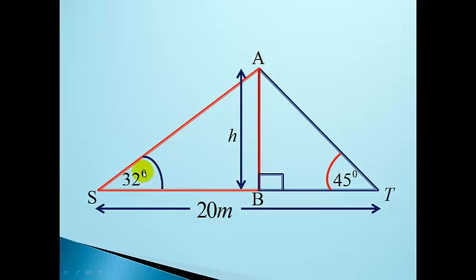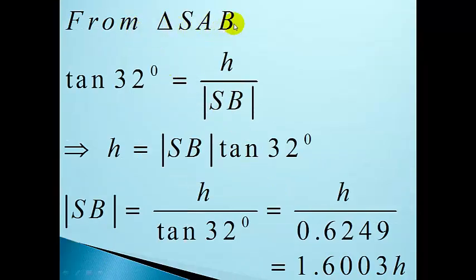And so tan 32 degrees, tan means TOA, that is opposite over adjacent. So the opposite side is H and the adjacent side is the distance from S to B. So from triangle SAB, tan 32 degrees is equal to opposite, that is the height of the tower, divided by adjacent, that is SB. Now we are asked to find the height, and that is H. And so we try to make H the subject by cross multiplying. So SB multiplies tan 32 degrees.